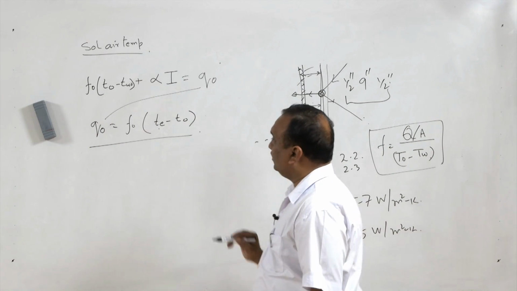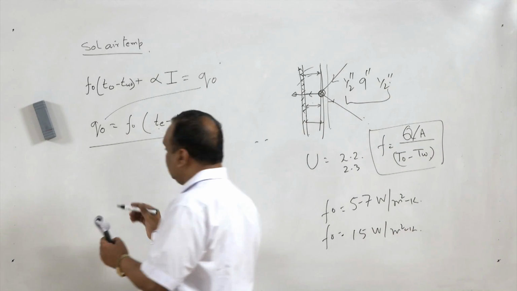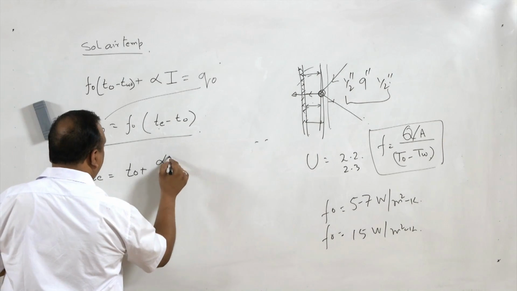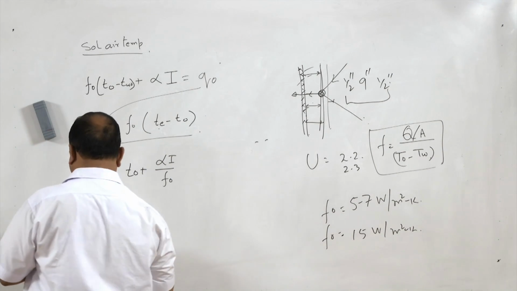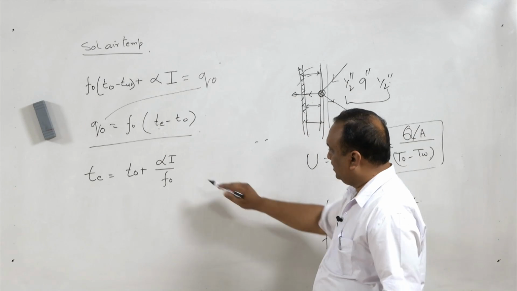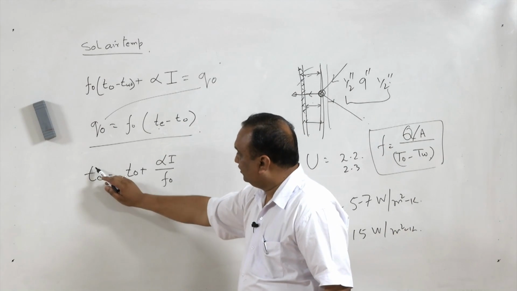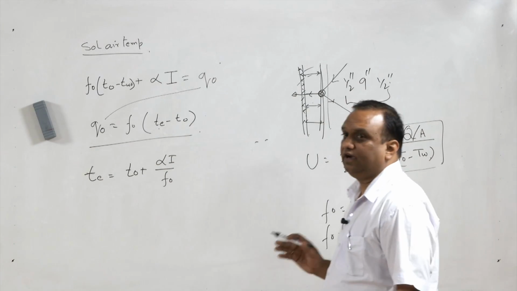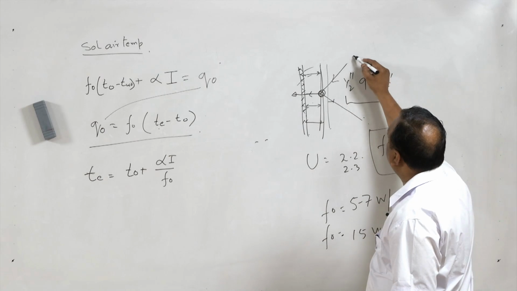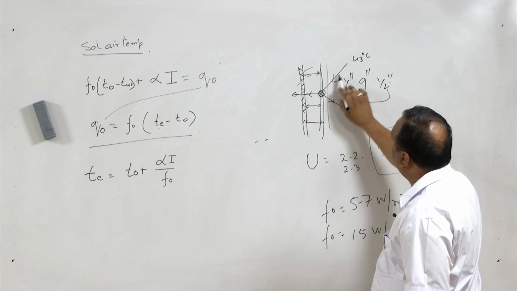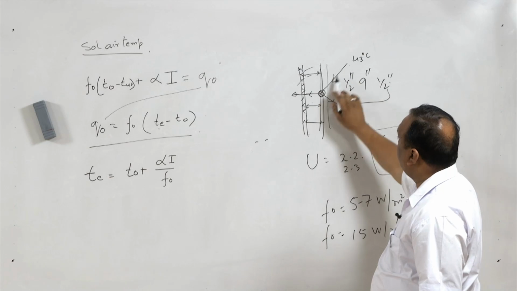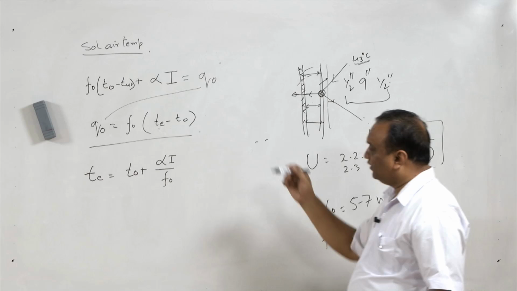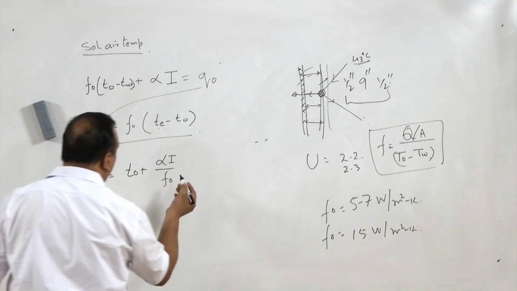Now, if you compare these two equations, you will get the sol-air temperature is equal to To plus alpha I by Fo, right? Now, this sol-air temperature will be used for heat transfer related calculations, because the outside temperature may be 43 degrees centigrade, but the radiation falling on the wall will increase the temperature of the wall much more than 43 degrees centigrade. We can take some fictitious values here and then find how much temperature increase there will be.